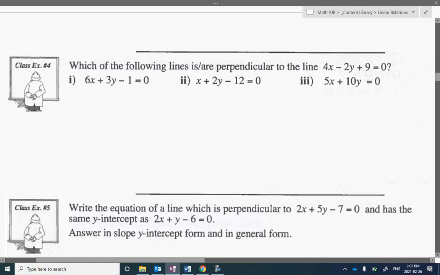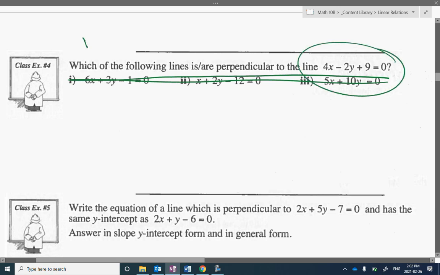Okay. Which of the following lines are perpendicular to this first line? This question is just getting super repetitive. We're going to change it and cross off these because you would do the same thing over and over again, and I just feel like that's not worth our time. I want you to find the slope of this line. How do you do that?